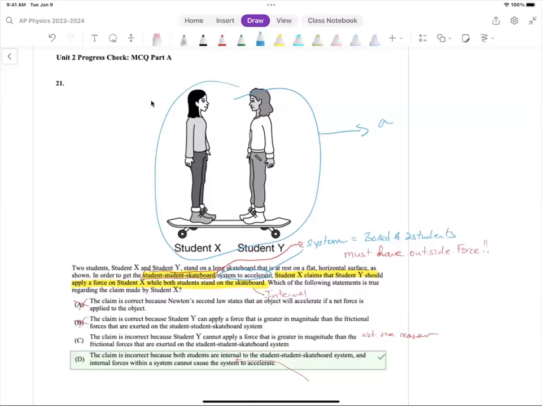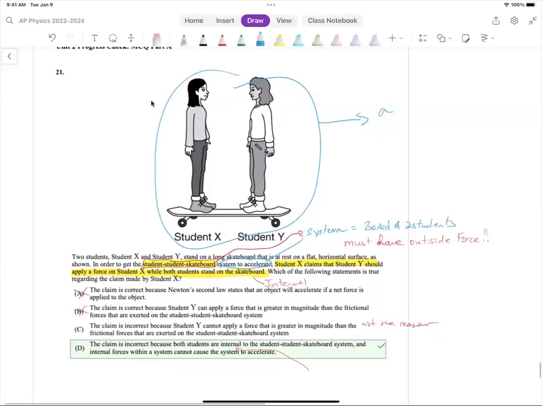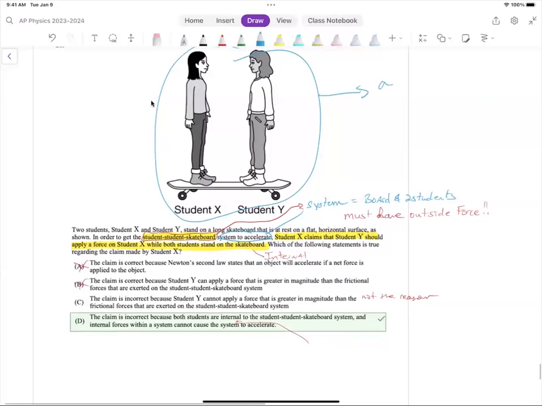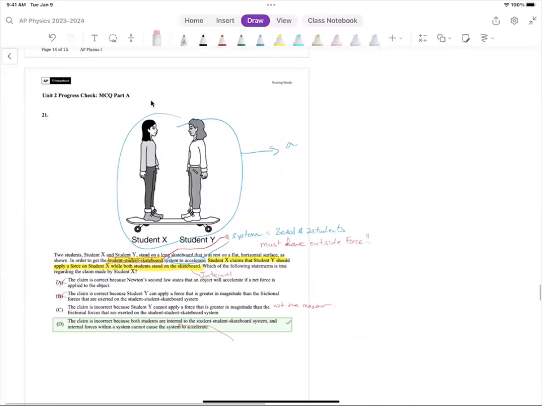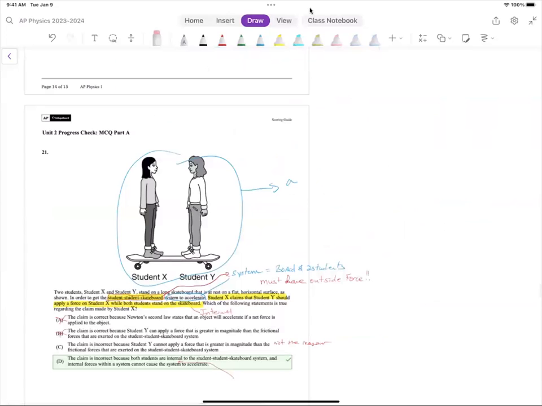There is no frictional force acting on it. They're standing at rest, and if they're not moving and not on an incline, there is no friction acting on them. C says the claim is incorrect because student Y cannot apply a force greater in magnitude than the frictional forces. Again, there are no frictional forces acting on it. D says the claim is incorrect because both students are internal to the student-skateboard system. That is true, and internal forces within a system cannot cause the system to accelerate. I don't know if I did a good job explaining that, but I hope you understand. If not, please come see me.